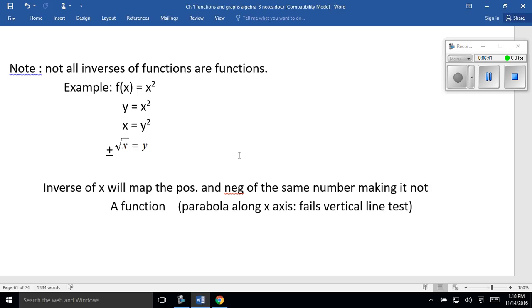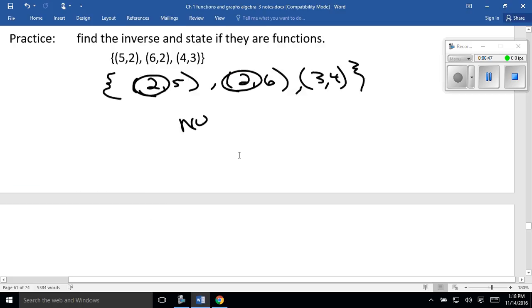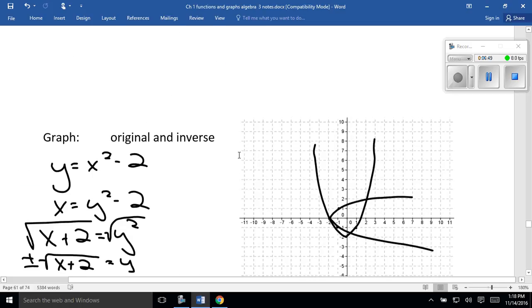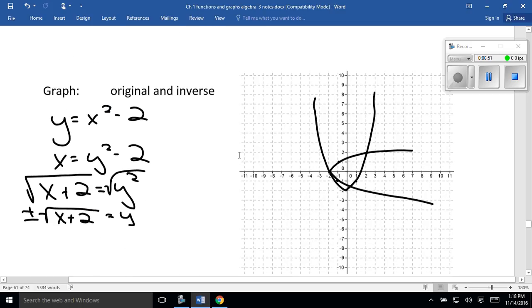All right, not all inverses of functions are functions. What we just found out up here, when we graphed. All right, is the first one a function? X squared minus 2. Yeah, it passes the vertical line test, correct? What about the second one? No, because it doesn't pass the vertical line test. So pretty much in here, one's not going to be a function.